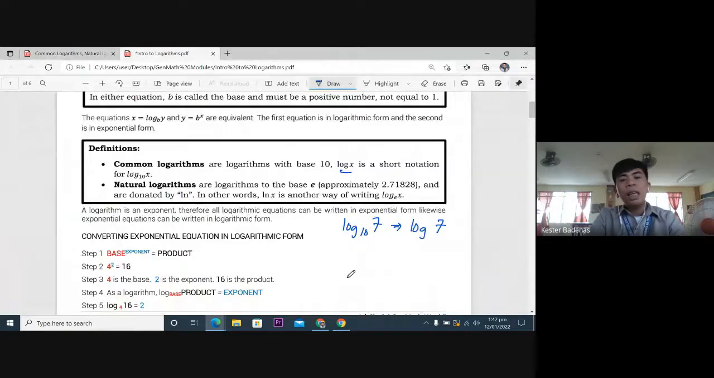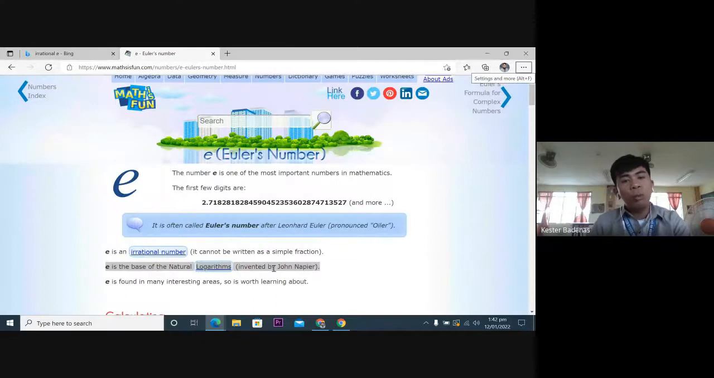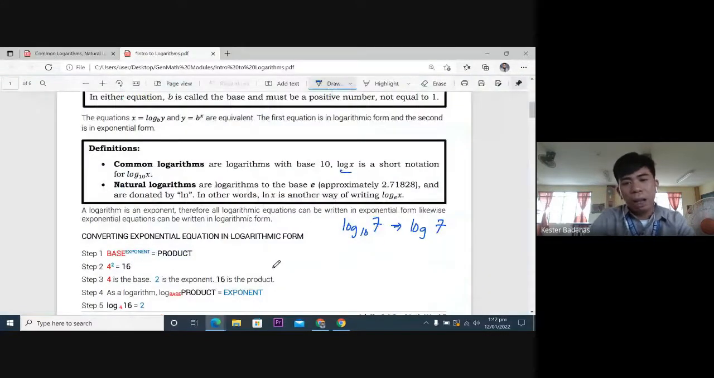Kapag meron tayong base e sa natural logarithm, by the way, yung value ng e natin is approximately 2.71828818. Hanggang dyan lang. Okay? So, natural logarithms, kapag siya ay base e.